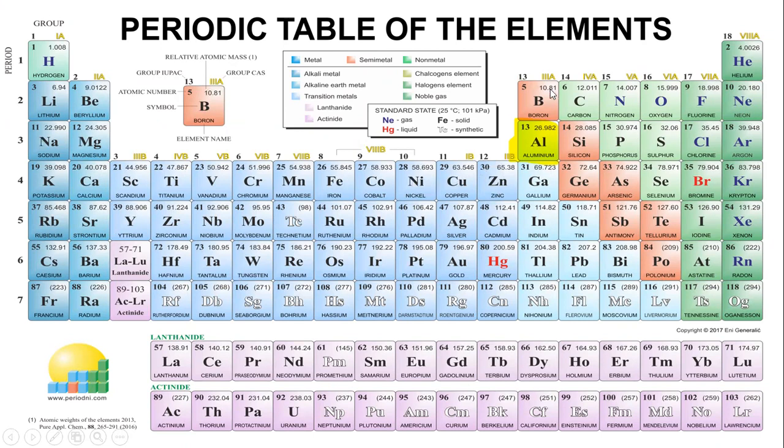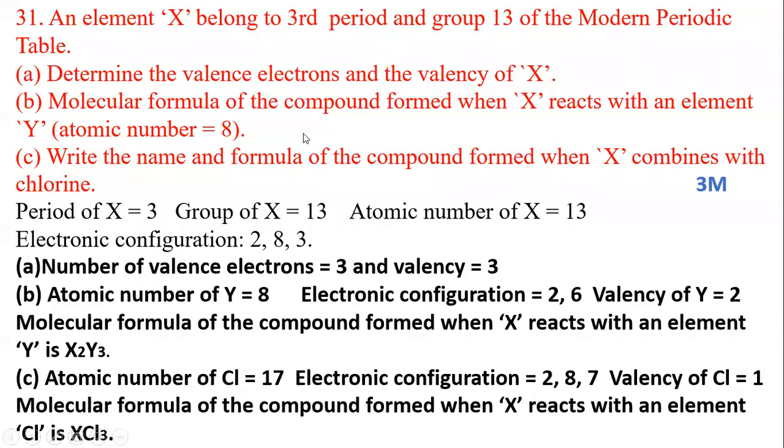Try to remember, and don't forget the first element of each group. You have a look at the periodic table and easily you will get it. Yes, now try to answer this question. See, question A: determine the valence electrons and the valency of X. What is X? The element is from the third period and 13th group.